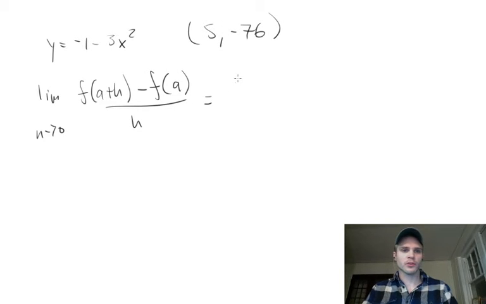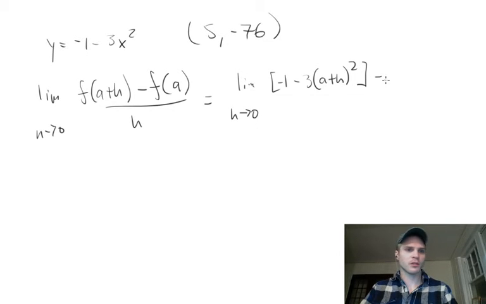Okay. So we've got the limit as h approaches 0. And this is the part that you forgot, the limit. Because you couldn't simplify it because you didn't have the limit. And I always forgot to write that too when I first took calculus, so it's no big deal. So f of a plus h is going to be the same as -1 minus 3 times a plus h squared minus -1 minus 3a squared. Okay, all over h.